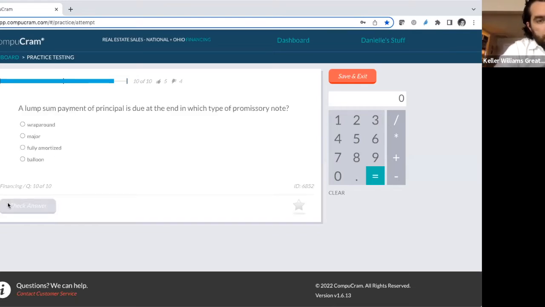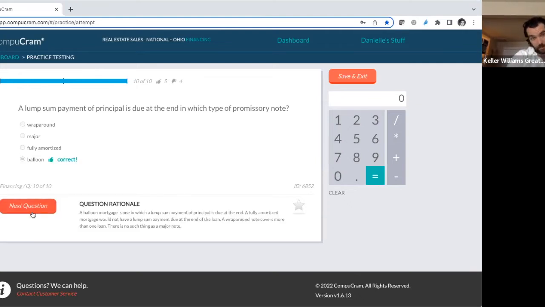Question number 10, a lump sum payment of principal due at the end of a promissory note is known as the A, wraparound, B, the major, C, the fully amortized, or D, the balloon. Yep, this is going to be balloon. That is the lump sum due at the end or at the term of the loan.